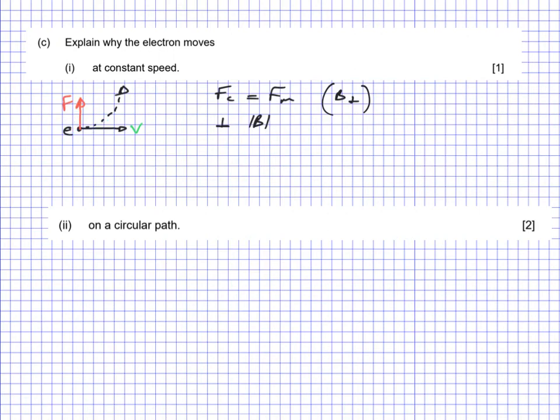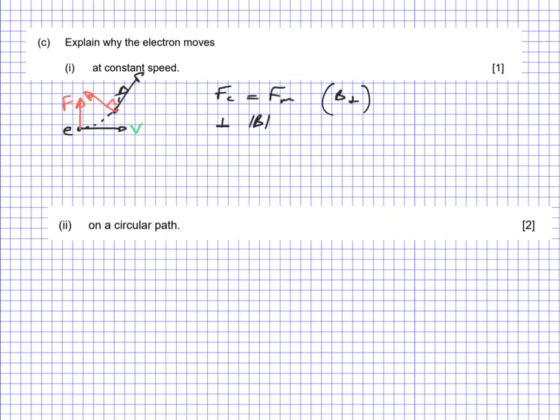Well, as the electron moves to the next position, let's say it's now here, its velocity is the same magnitude but a different direction, and the force is still going to act at a perpendicular 90 degrees. So at no point in this electron's motion does the force have an effect in the direction of the velocity, and therefore it's going to have no effect on the magnitude of the velocity. It only has an effect on the direction. And that means the constant speed, the magnitude, is going to stay the same.